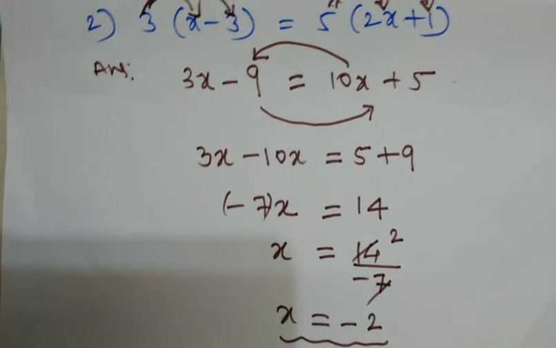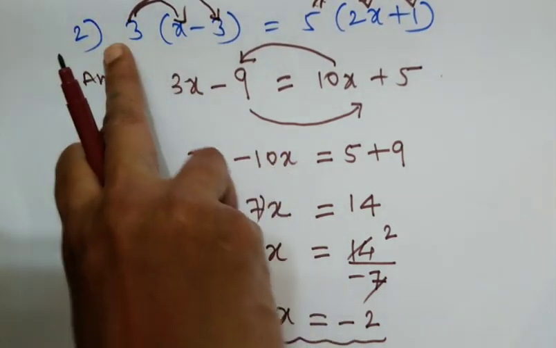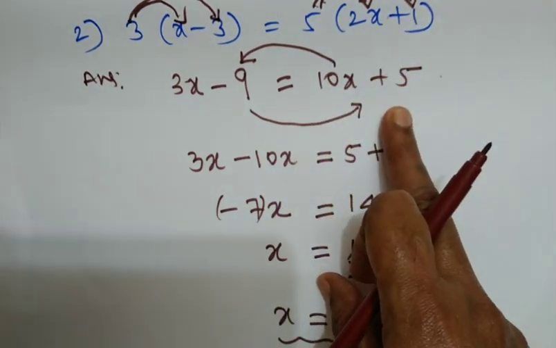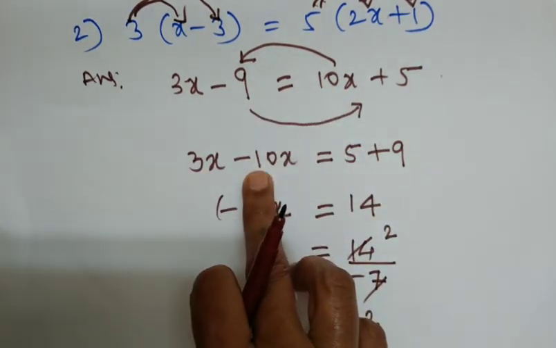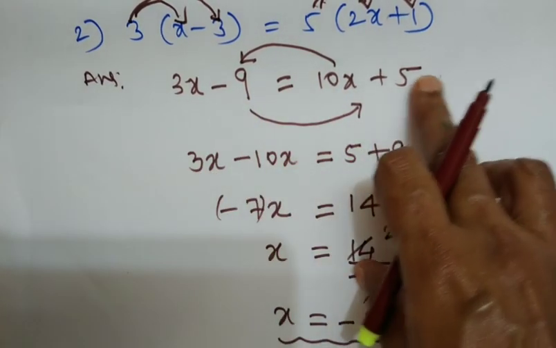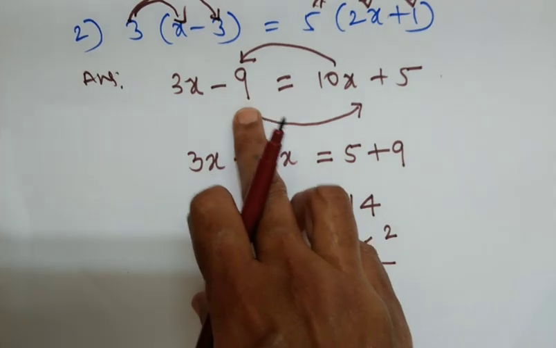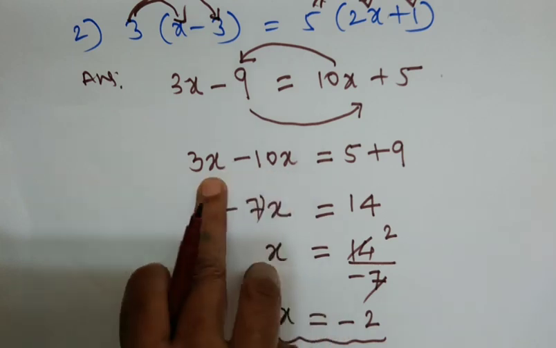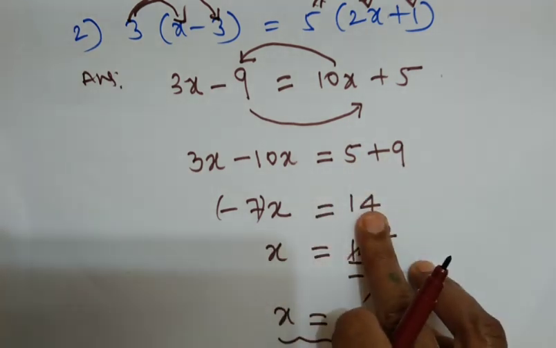Now once again I will explain. You have to multiply both the terms by 3. So 3x minus 9 is equal to 5 2s are 10x plus 5 1s are 5. Now you are taking plus 10x to left side, so plus 10x becomes minus 10x. You are taking minus 9 to right side, so minus 9 becomes plus 9. So 3x minus 10x is equal to 5 plus 9. Now you have to add these terms. 3x minus 10x is minus 7x. You understood why it is minus? 5 plus 9 is equal to 14.